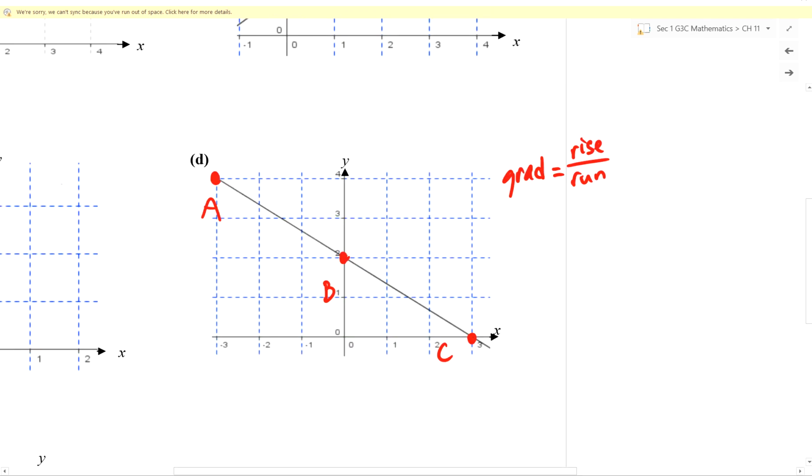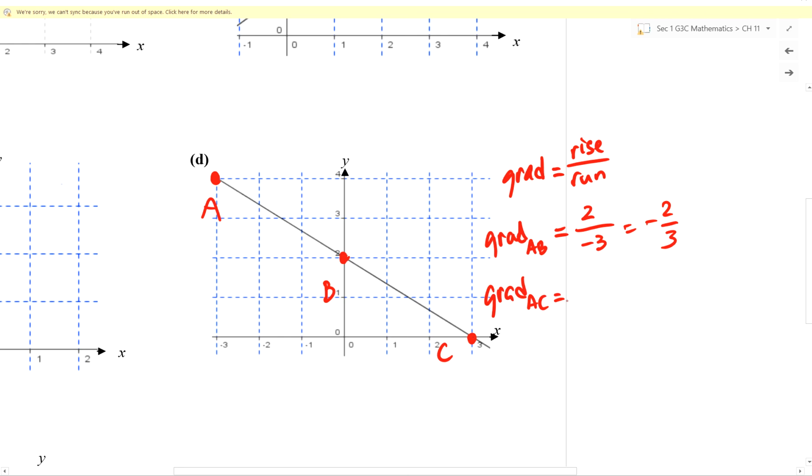How many different ways of calculating gradient do we have over here? I can choose AB, right? That's one way. I can choose BC. That's the second way. I can choose AC, correct? Let's start with AB. If I choose AB, my rise is 2 units. My run will be 1, 2, 3, negative 3. So this is negative 2 over 3. This is if I choose gradient AB.